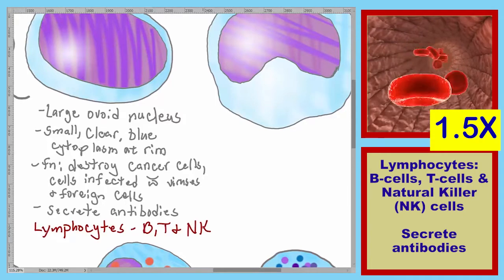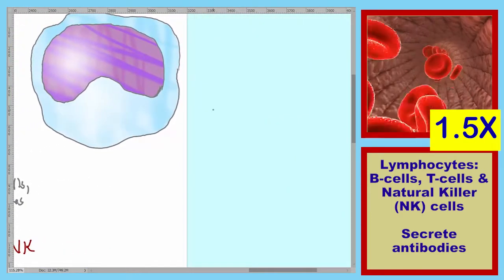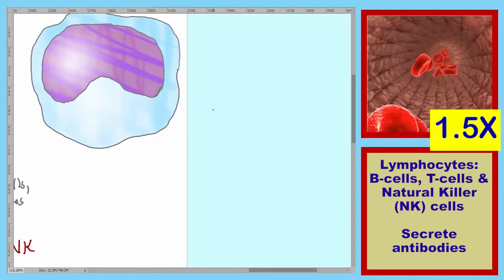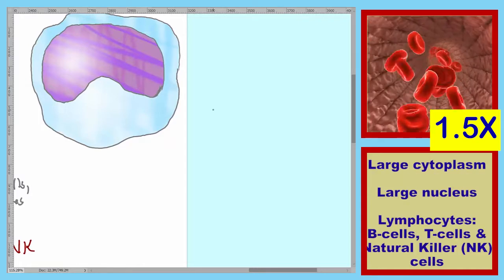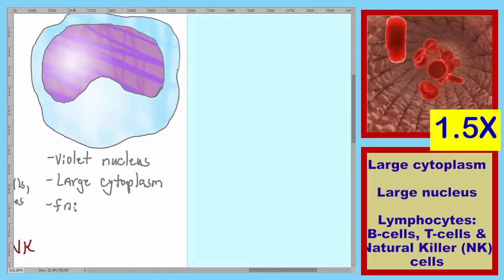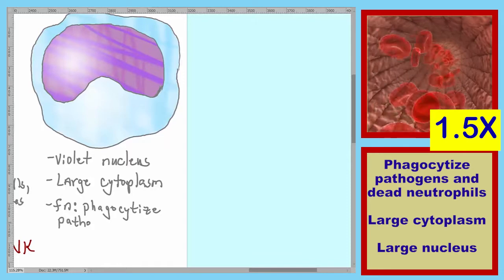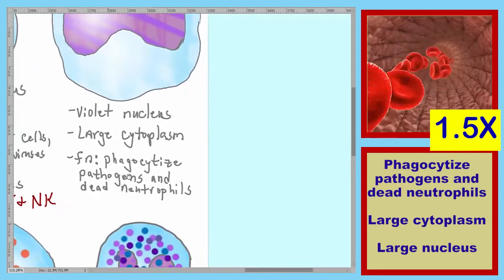Let's describe our next group of cells. First, let's just describe what we see. These cells have a light violet nucleus and an abundant cytoplasm, so let's indicate those. These cells function in phagocytizing pathogens and dead neutrophils, so we're going to indicate that here. And now for the name of these cells.